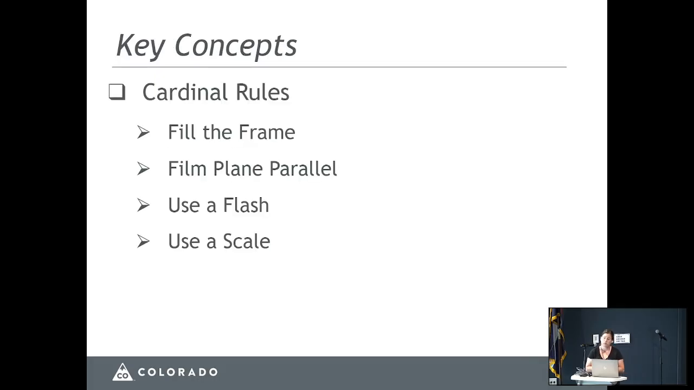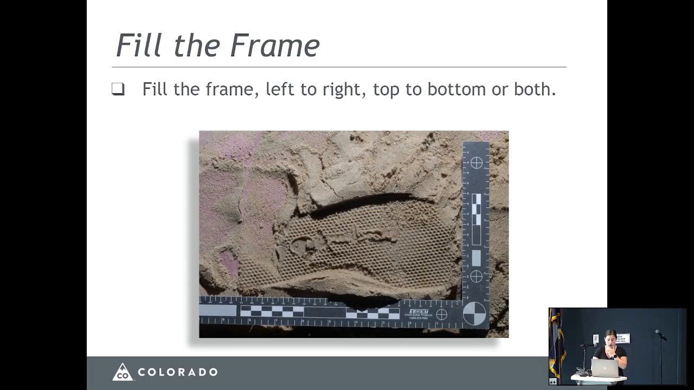We have a couple rules that we always follow when taking photographs. We fill the frame, we keep the film plane parallel, use a flash, and use a scale. And I will go into detail on each of them. So filling the frame is essentially what it sounds like. You fill the entire frame, left to right, top to bottom, with the entire item of evidence or whatever it is that you're trying to document. You don't want to have any open space in your image.